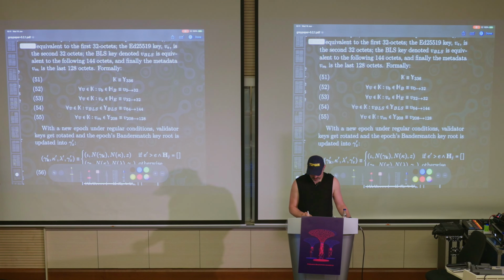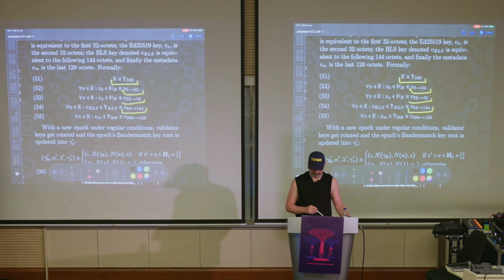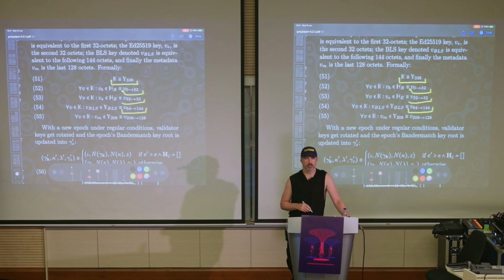Keys are 336 bytes. The first 32 bytes are the Bandersnatch key. The second 32 bytes are the ED25519 key. The following 144 bytes are the BLS key. And then the final 128 bytes are metadata that will no doubt include the IPv6 address, port, and probably some name and whatnot for the validator.